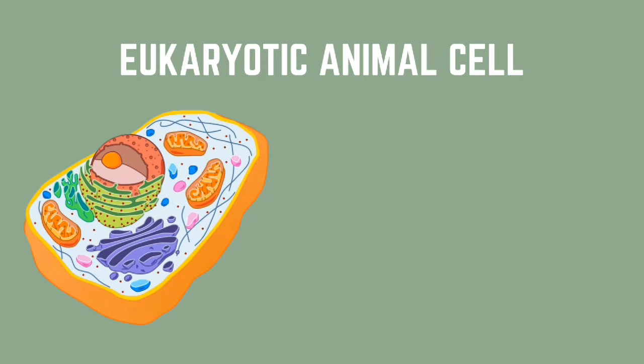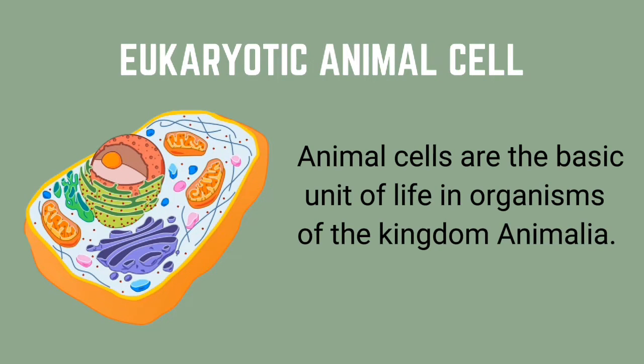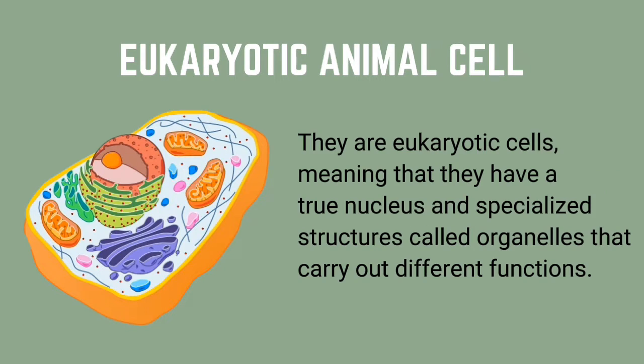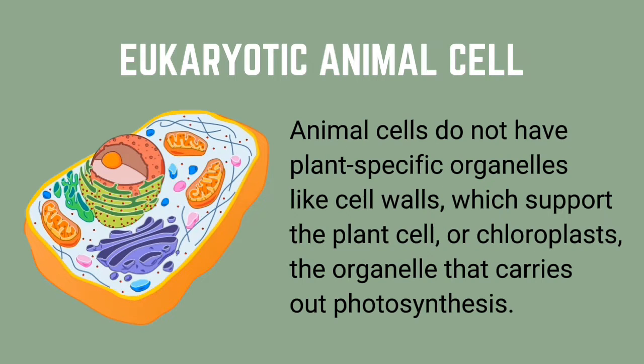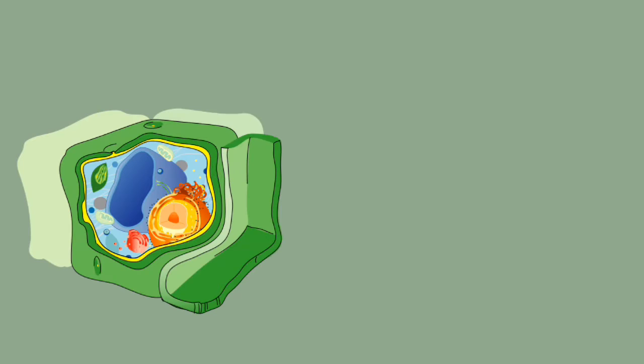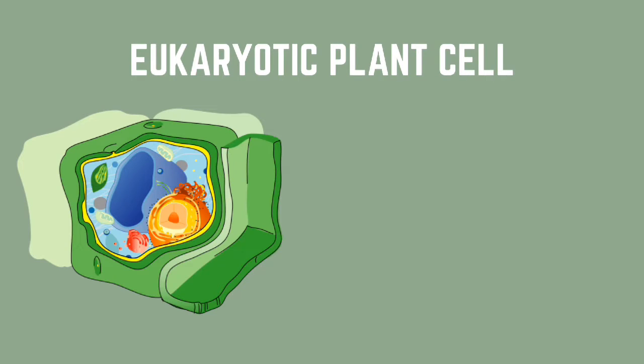The second one is the eukaryotic animal cells. Animal cells are the basic unit of life in organisms of the kingdom Animalia. They are eukaryotic cells, meaning that they have a true nucleus and specialized structures called organelles that carry out different functions. Animal cells do not have plant-specific organelles like cell walls, which support the plant cell, or chloroplasts, the organelles that carry out photosynthesis. Then lastly, the eukaryotic plant cells.